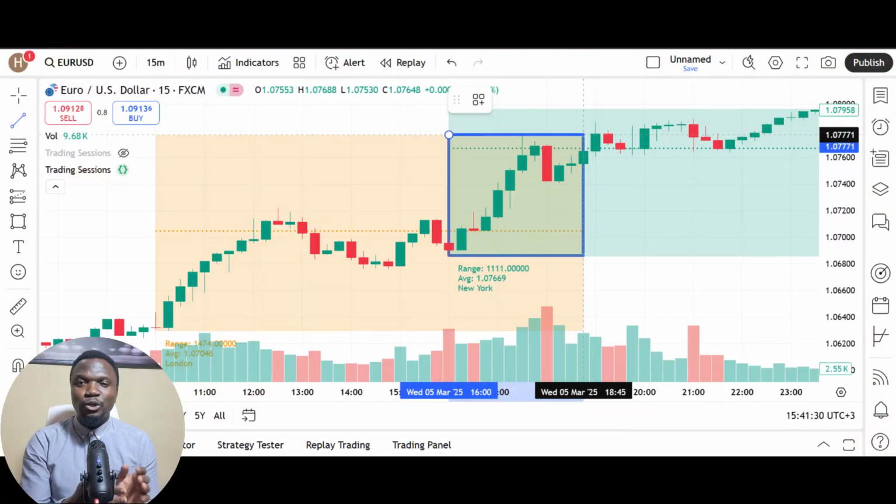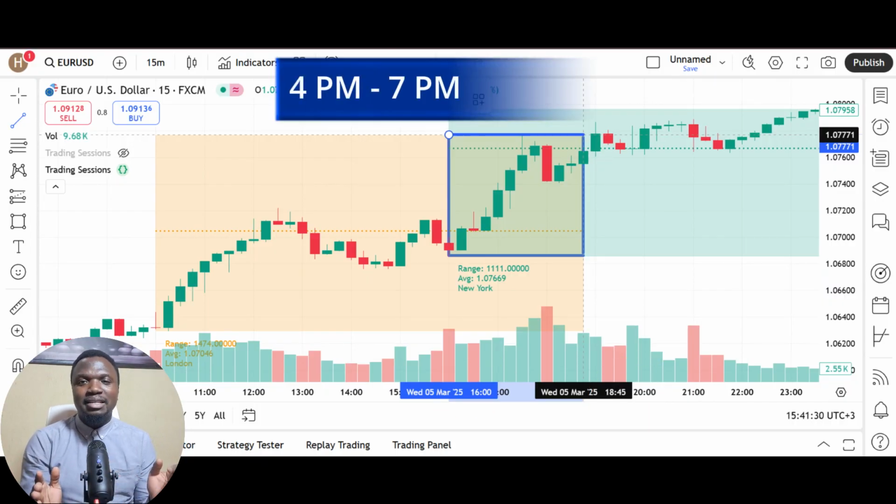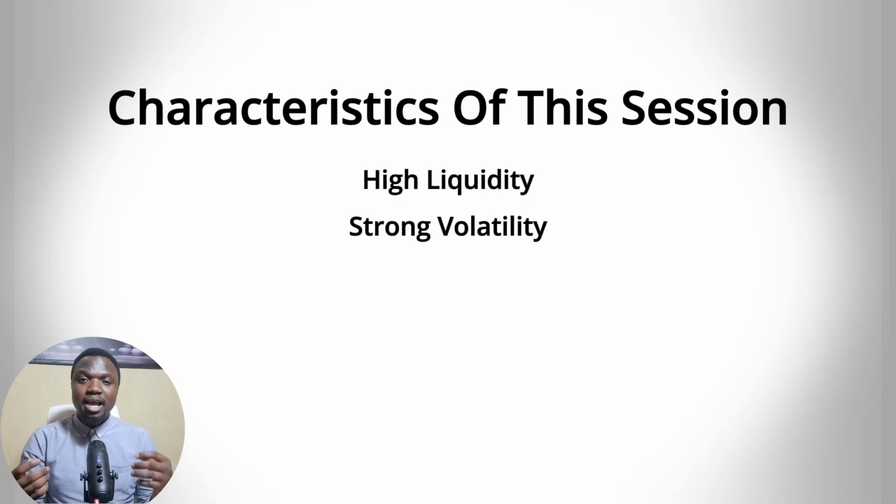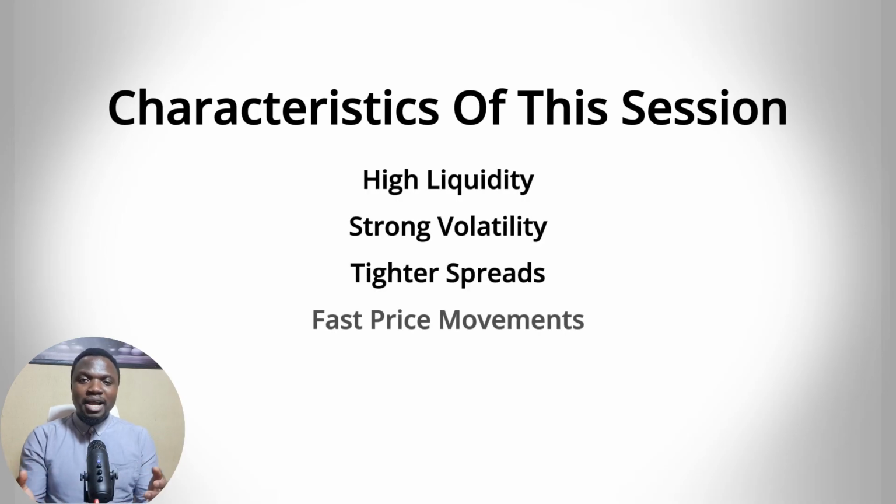Now, let us talk about the best times to trade Forex in Kenya. First up, we have the London-New York overlap, and this happens between 4 p.m. and 7 p.m. Kenyan time. This is easily the most active time in the Forex market, and it is often the most profitable. And this is because both the London and New York sessions are the biggest financial centers, and they are both open at the same time. This means there is higher liquidity, stronger volatility, and tighter spreads. Price often moves fast and decisively during this window.